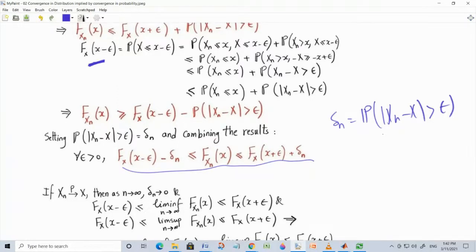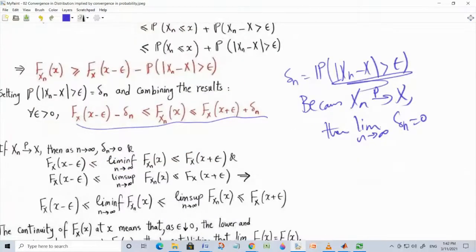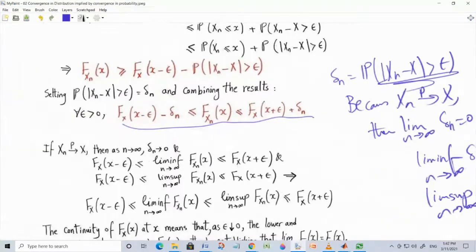So convergence in probability means what? This delta n here is the quantity that, if you want to study convergence in probability, you will take its limit as n goes to infinity, and the limit should be equal to 0. Because Xn converges to X in probability, the limit as n goes to infinity of delta n is equal to 0. And because the limit exists, by definition, also lim inf as n tends to infinity of delta n is 0, and lim sup as n goes to infinity of delta n is equal to 0. So the objective now is to show that in this case we indeed have convergence in distribution.